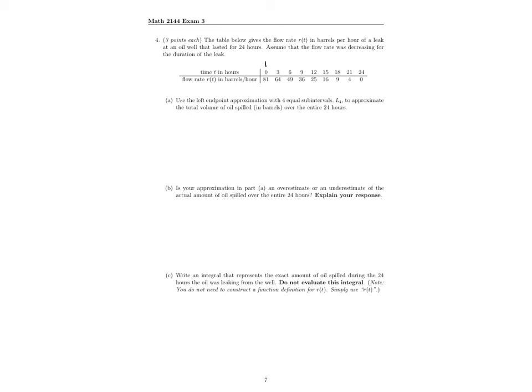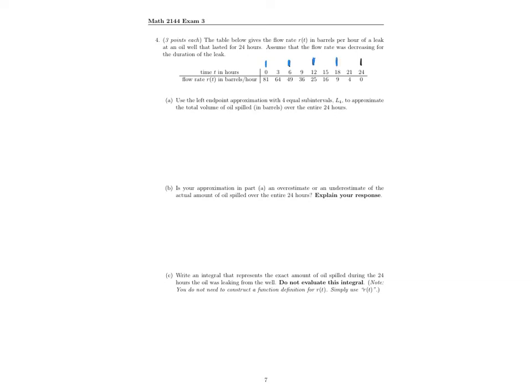So this is the time period that I want, and I want to divide that into 4 equal pieces. So I'm going to start by dividing it in half, and then divide the halves in half. Now what I want to do is a left-hand approximation. So I'm going to take my readings from the left-hand side of each of these intervals.